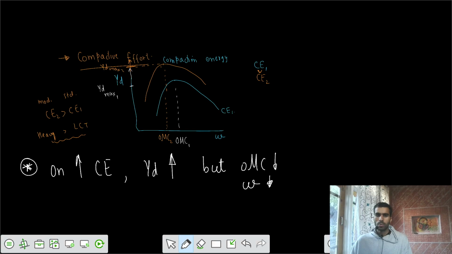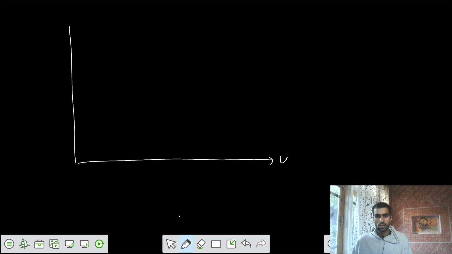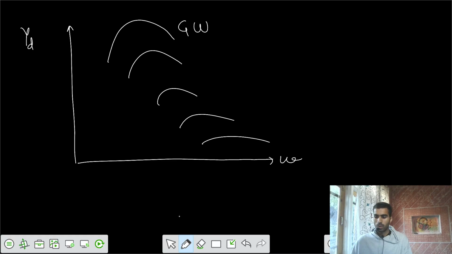So if we talk about different kinds of soils, let's take the same plot for different kinds of soils. Let's say that we have well-graded gravel. Let's say this is the graph for well-graded gravel. And similarly we have a few more graphs, 1, 2, 3, 4, 5. Let's make that in a better way.